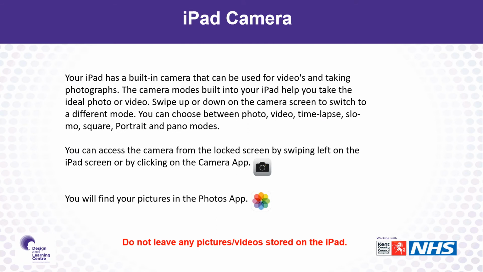Let's take a look at the Camera app. The Camera app can be used for taking photos and videos. You can access the camera via the app from the home screen or from the locked screen by swiping your finger left. Once in the app, you can scroll through the different modes available by swiping your finger up or down on the screen to switch to a different mode.